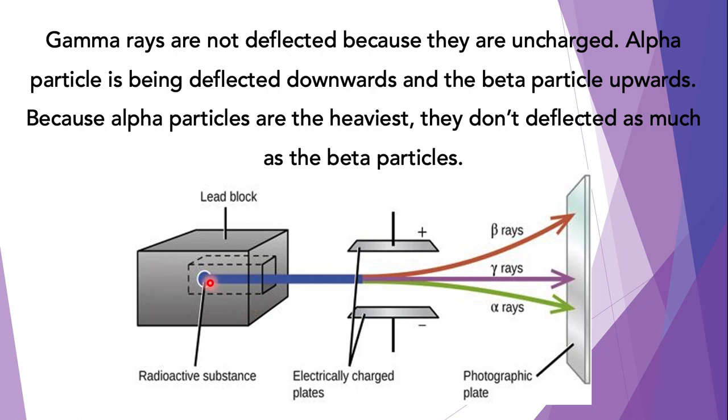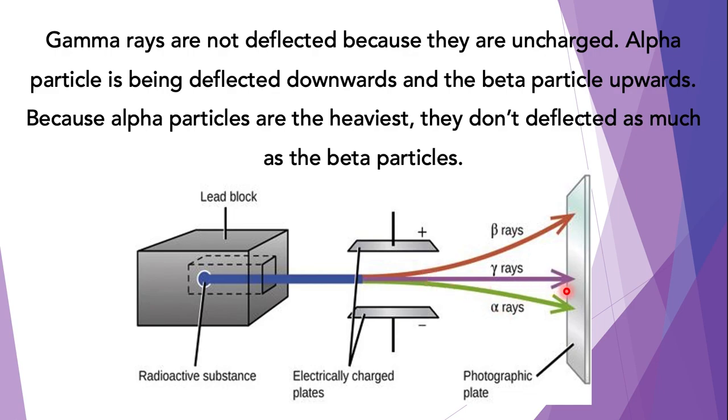So the radioactive substances are passed through this block, and here we have two electrically charged plates. This is the positive plate and this is the negative plate. And here we have a photographic plate. On this plate we see where the radiations are going. Alpha particles are attracted towards the negatively charged plate because alpha particles are positive, so positive, negative, they attract. So it will go downwards like this towards the negatively charged plate, while beta particles are attracted towards the positively charged plate because they are negatively charged particles, so they will go upwards. And gamma rays are not deflected because they are uncharged.